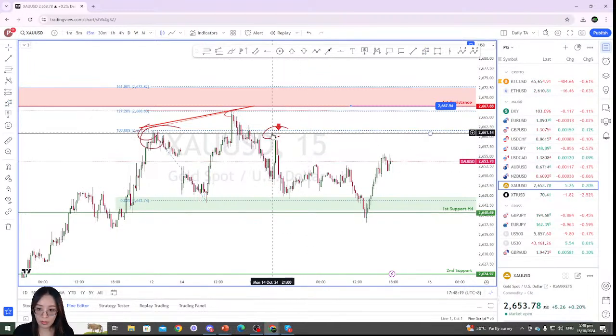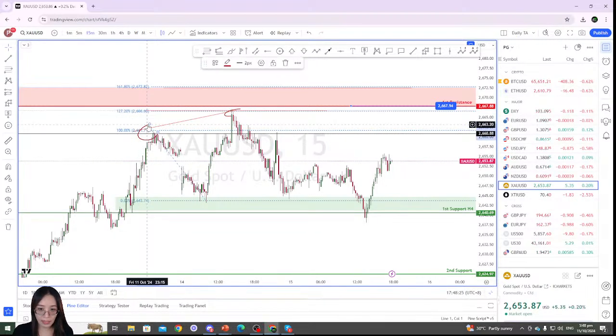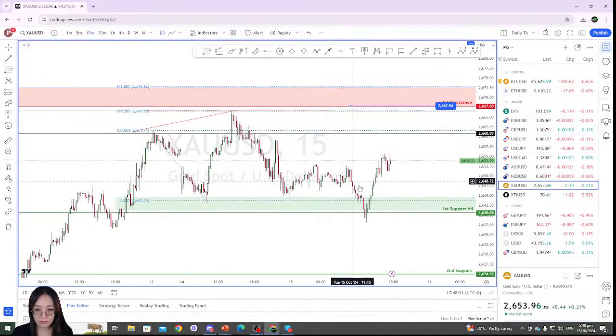Okay, so I don't know how to say, I just like to keep things basic. I know I study so many strategies, but if you just know how to identify the key level correctly, you can just trade.